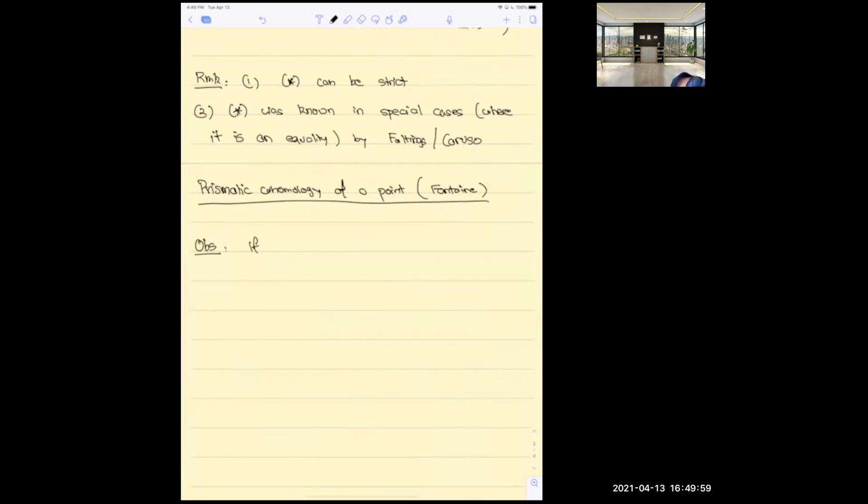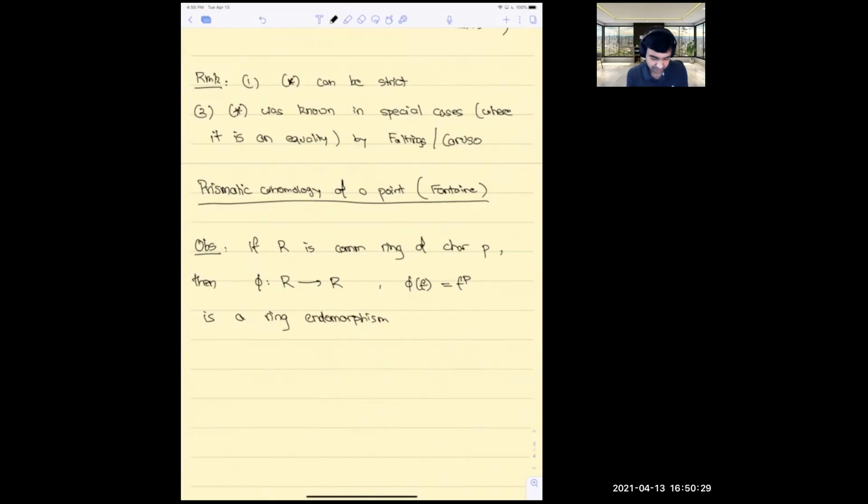If R is a commutative ring of characteristic p, meaning p is equal to 0 in R, then there is an endomorphism phi from R to R, given by sending an element to its p-th power, the Frobenius endomorphism. So the statement is that this is a ring endomorphism. And it's obviously completely natural in R. And by naturality, somehow the Frobenius endomorphism acts on anything you would write down in characteristic p algebraic geometry. And this is actually one of the most powerful tools in the subject.